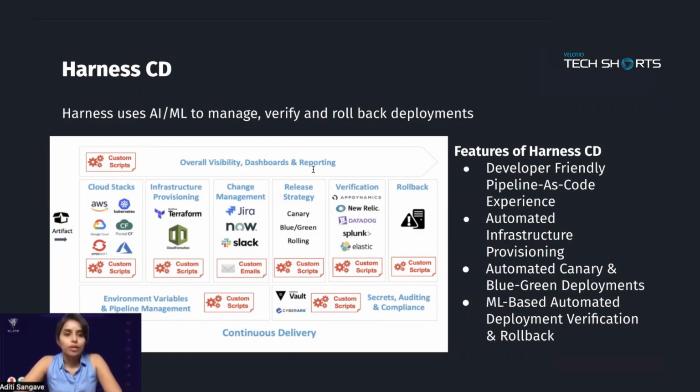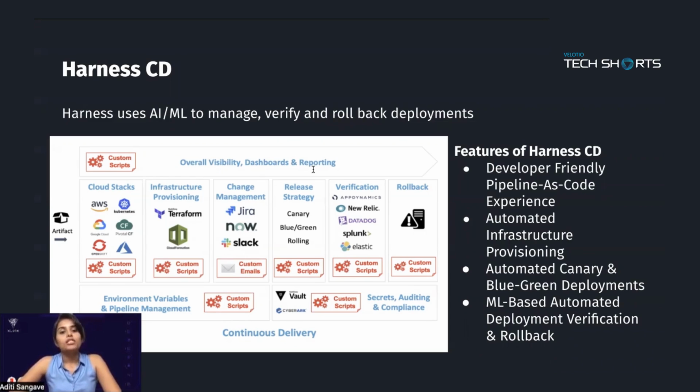Then there's infra provisioning, which is a part of deployment process in which Harness supports easy integration with Terraform and CF. Then there's change management. It is all about sending out notification, for which Harness integrates with Jira, ServiceNow, Slack, etc. Harness CD supports most of the standard deployment or release strategies. Then there's the verification process, which verifies if deployments are correct or not by analyzing the logs.